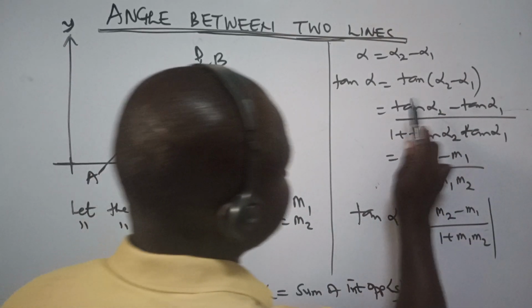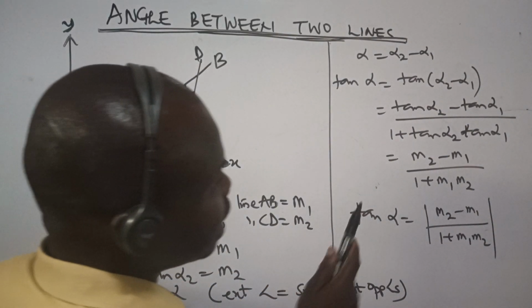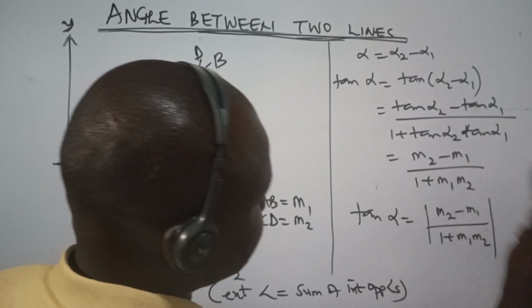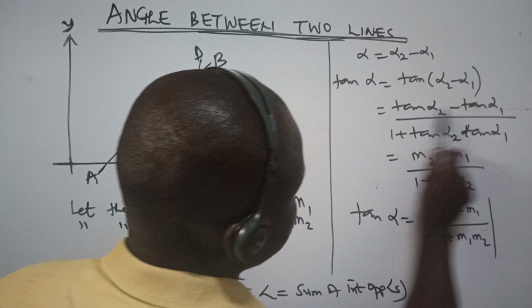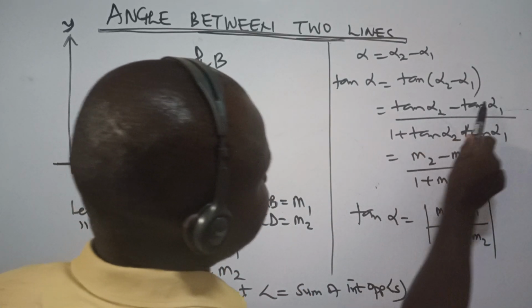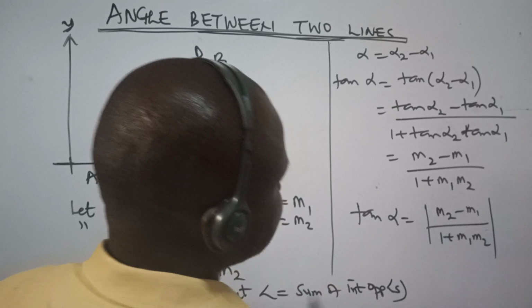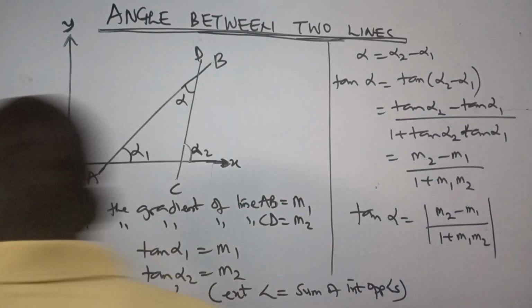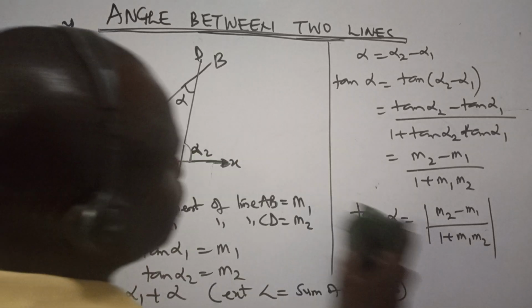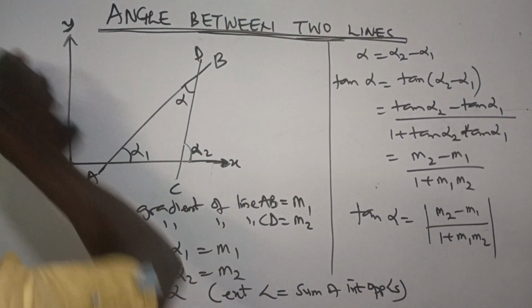From our knowledge of trig, we know that tan of A minus B is the expression tan A minus tan B, over 1 plus tan A tan B. So this is what we are going to resolve to. Then tan alpha 2 is given as M2, tan alpha 1 is given as M1, in that order. If I substitute, that is what we are going to get. At the end of the day, tan alpha will be M2 minus M1 all over 1 plus M2 M1.